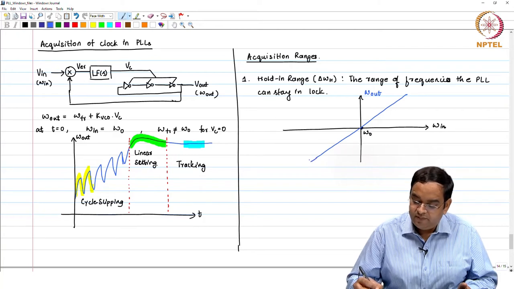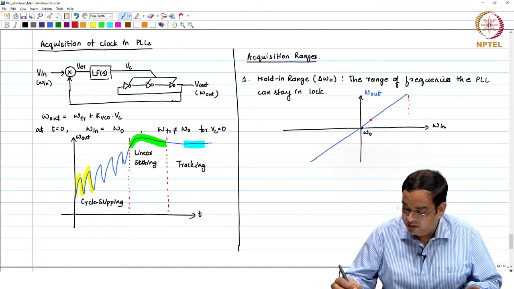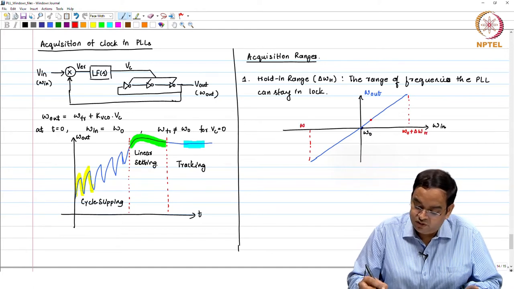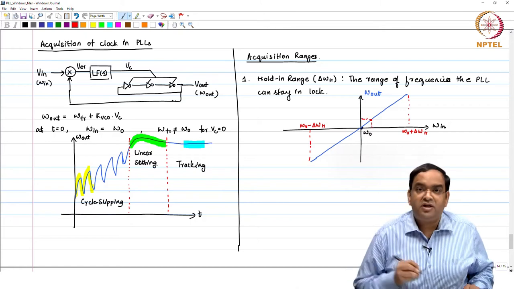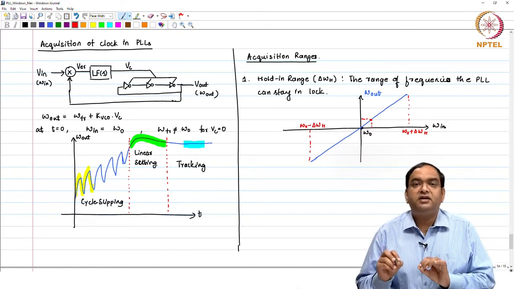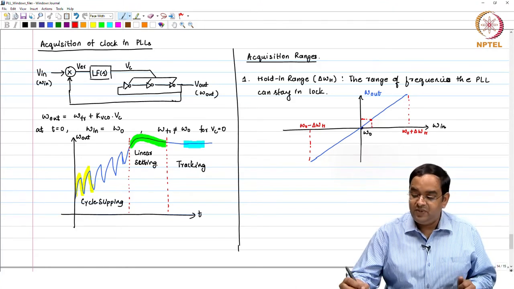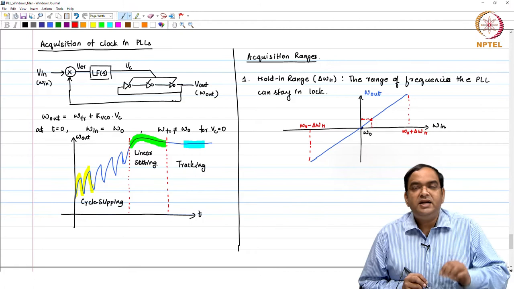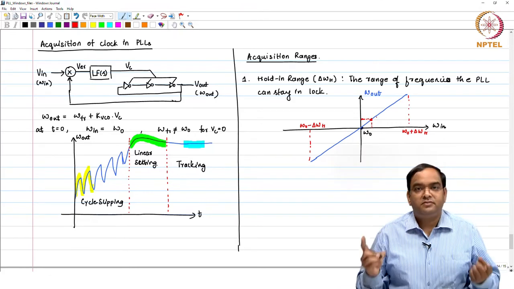So here, if you pick up any point on this omega in, I am writing omega naught plus delta omega h, and this is omega naught minus delta omega h. You pick up any point for the input frequency when the PLL is locked; how it reached there is not of concern right now. The concern is, if I have my input and output frequencies of the PLL given, if I pick up any point at which your input and output frequencies are same, and you apply any disturbance to the PLL, it will remain in lock. It will not lose the lock.